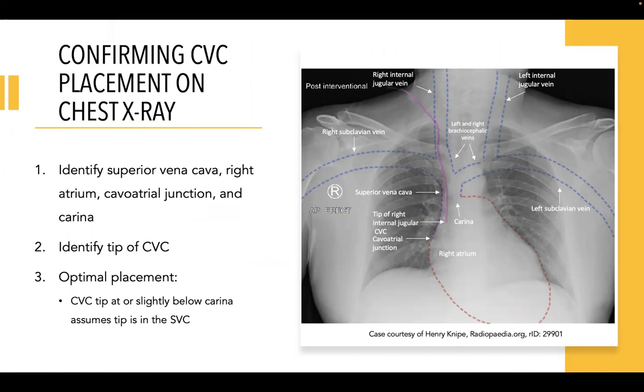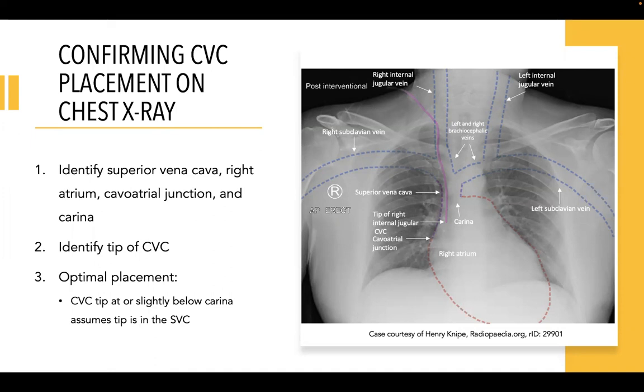Start by identifying the superior vena cava, the right atrium, the cavo-atrial junction, and the carina. The cavo-atrial junction is where the superior vena cava meets the right atrium. It is noted on the chest X-ray where the superior vena cava starts to flare out into the right atrium.